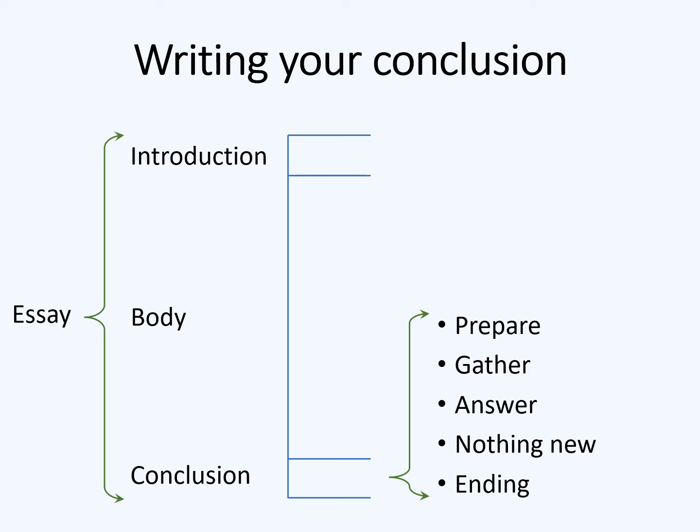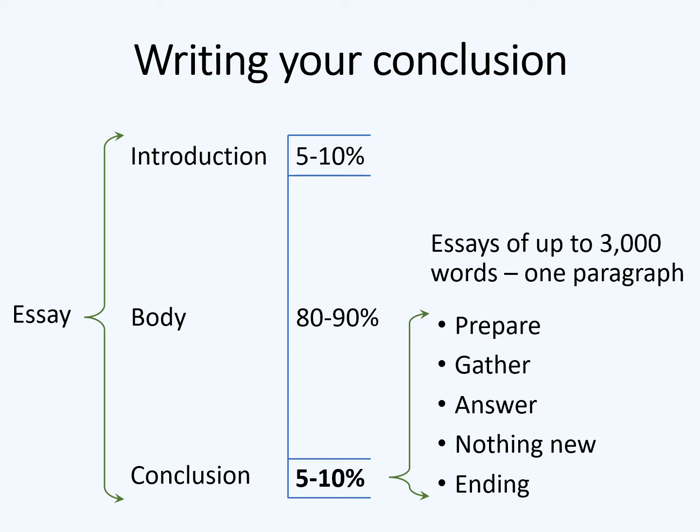Typically, the conclusion will be between 5 and 10% of the total word count, and in essays up to 3,000 words, it will be contained within a single paragraph. In a dissertation or a longer extended essay, the conclusion might be broken down into a number of paragraphs.